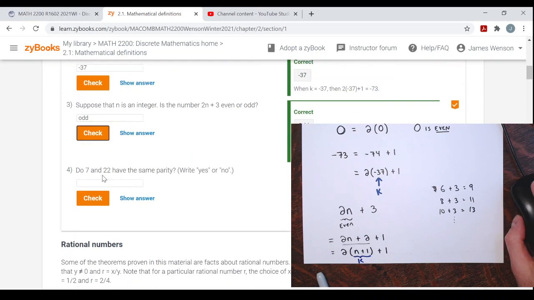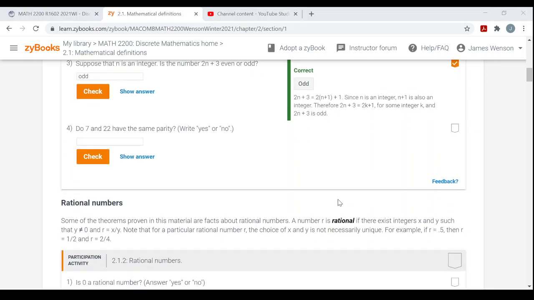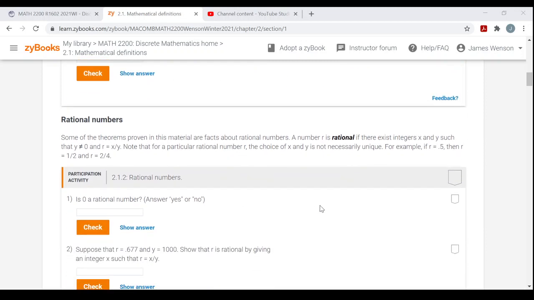Alright, and then do 7 and 22 have the same parity? Remember, parity is whether they're odd or even. So the parity of 7 is odd, the parity of 22 is even. They do not have the same parity. I would just type in no. Okay. Alright, so that was definitions of even and odd. You're going to use those, 2 times an integer, 2 times an integer plus 1.